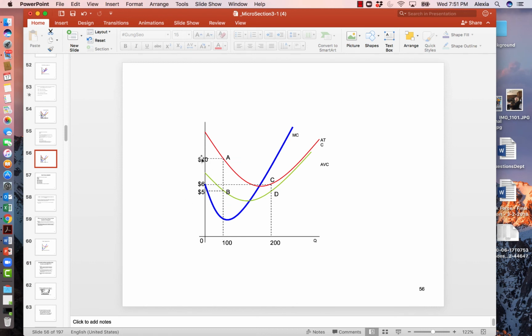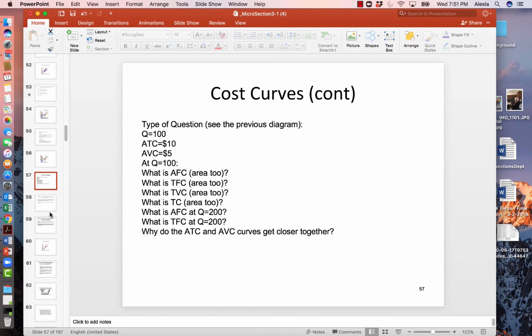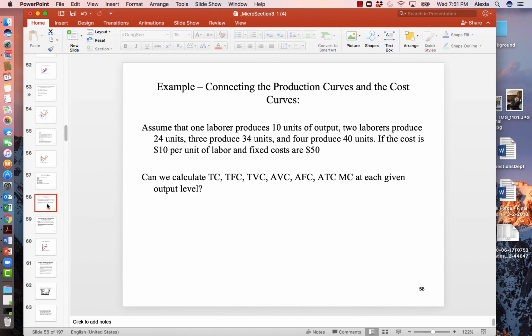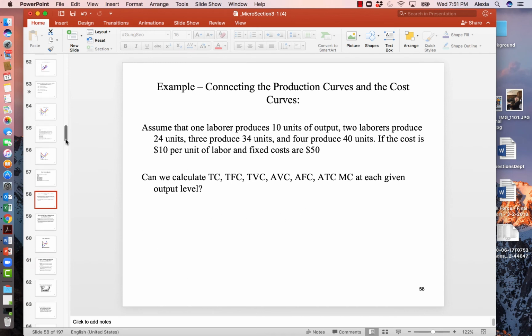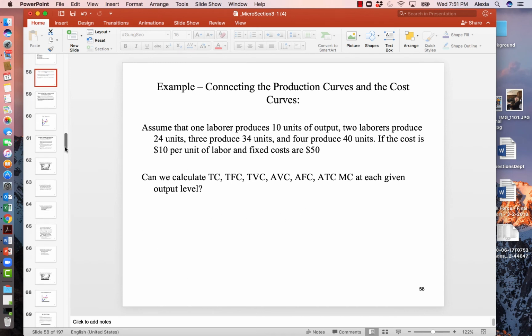And to get the averages, you just simply read off the actual diagram. So you'll want to practice this slide and make sure you're able to produce this. Same with this one. You want to practice slide 58 and be sure that you're able to do this. So this is a nice example of taking the product curves and figuring out how we get the different costs from those things.